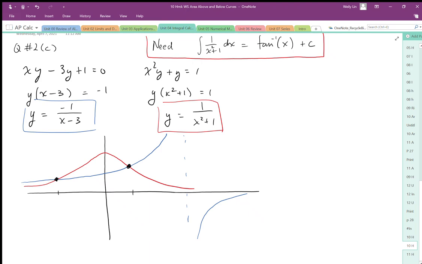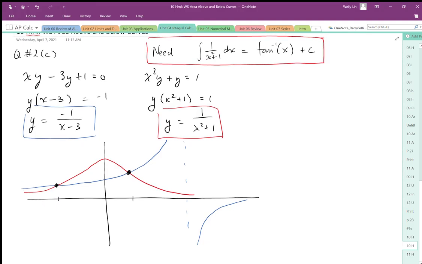For question number 2c, we need to know the integral of 1 over x squared plus 1. And the integral of that, or the antiderivative, is arctan x plus c. So when we have these two equations, we want to rearrange them so that we can graph them.